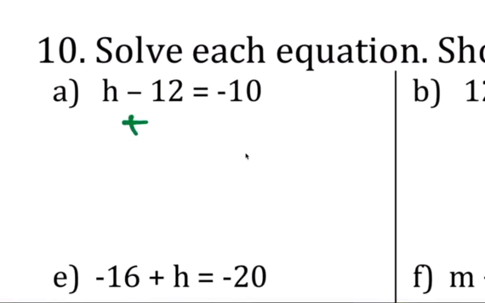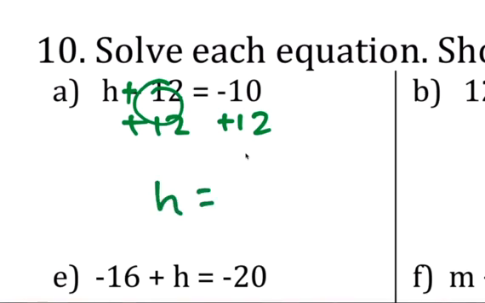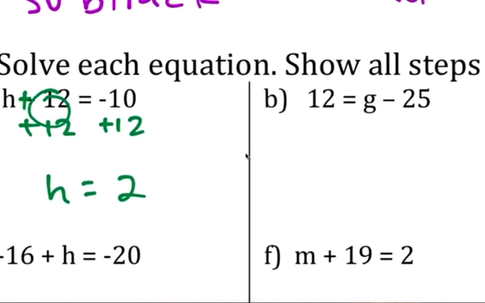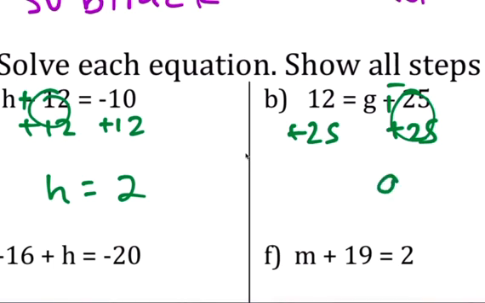Okay, you add 12 to both sides. You make 0 by adding 12. That's 0. H plus 0 is h. Equals 2. Okay, this is a -25, so you add 25. G plus 0 is g. And then that's 37.